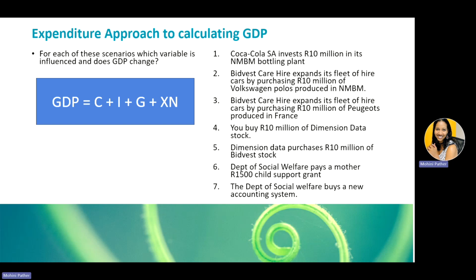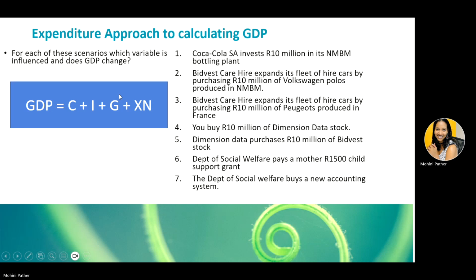Okay, so according to the expenditure approach, how does GDP change? Let's just look at a couple of examples, just in case I would have lost you by this point. Coca-Cola SA invests 10 million in a bottling plant. What would that do to GDP? It would increase investment, therefore it increases GDP. If Bidvest Car Hire expands its fleet, what are they doing? They are, again, investing and therefore going to increase GDP.